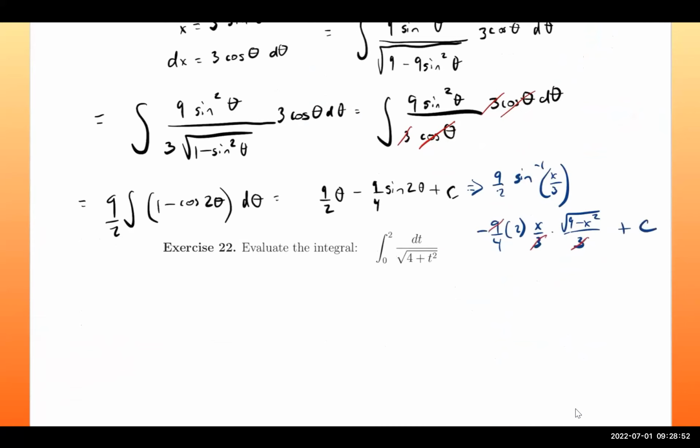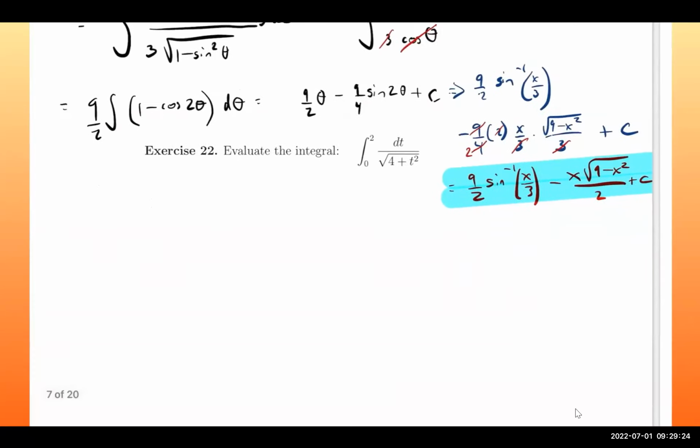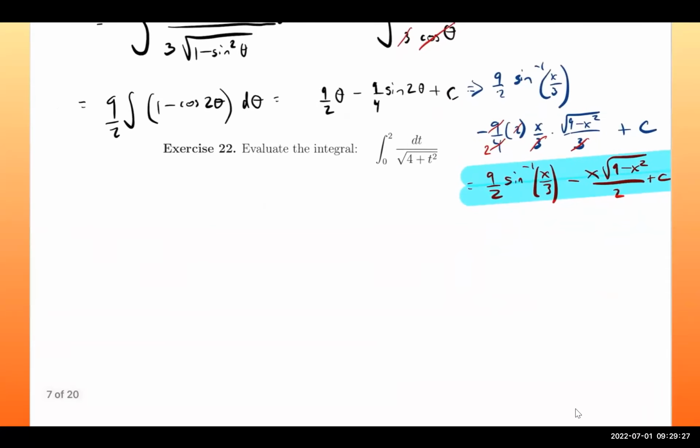All right, looks like we can cancel the 9 with the 9. 3 times 3 is 9. The 2 goes into the 4 twice. So our final answer will look like this: 9 over 2 sine inverse x over 3 minus x times the square root of 9 minus x squared over 2, plus c. And that will do it. All right, so that is our final answer.